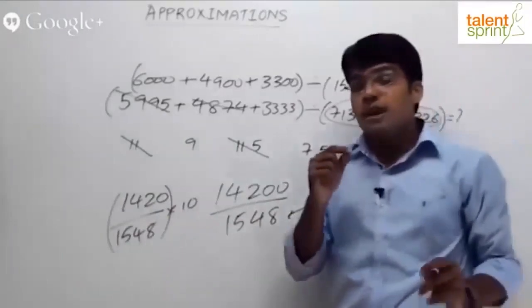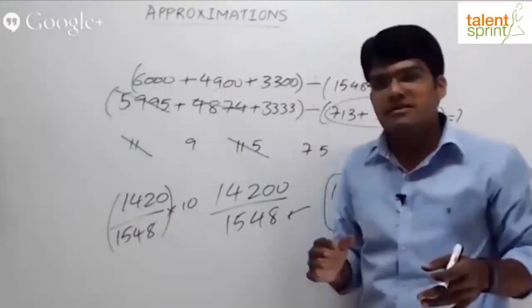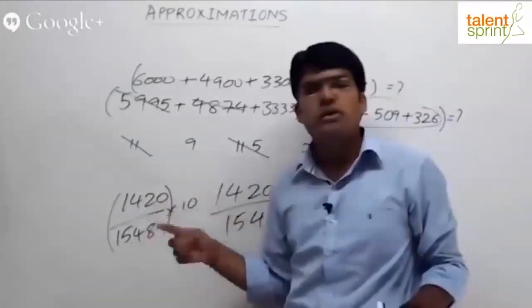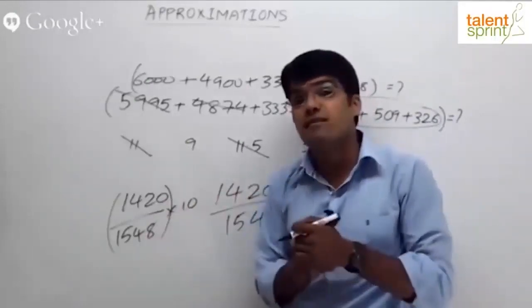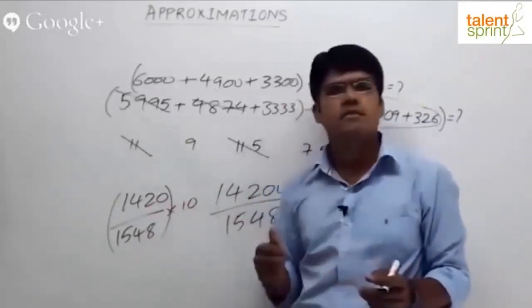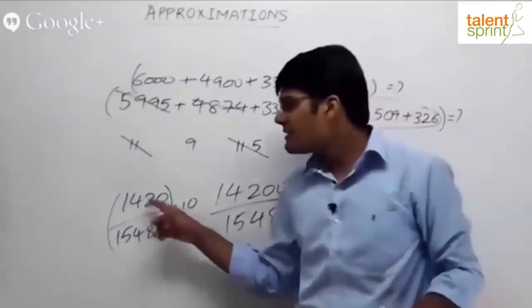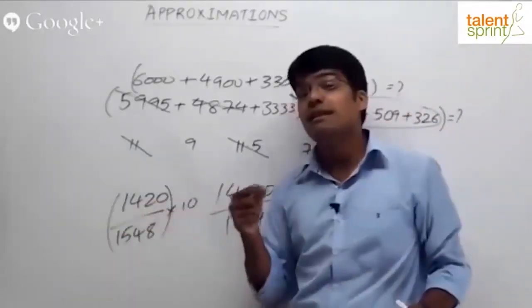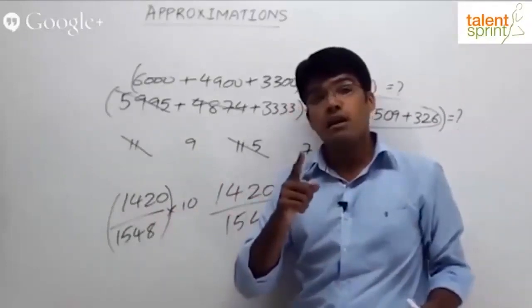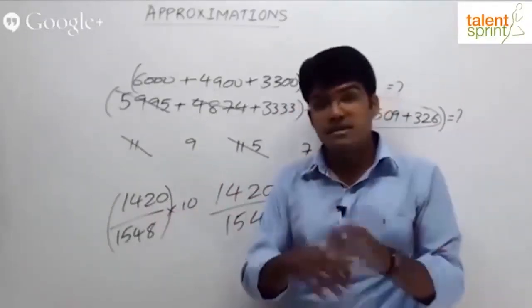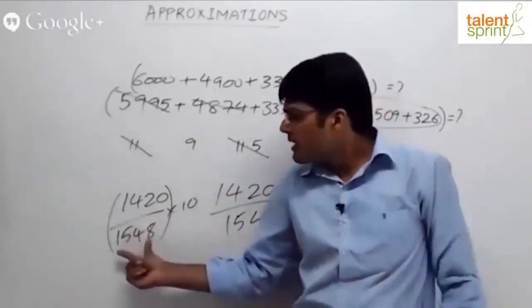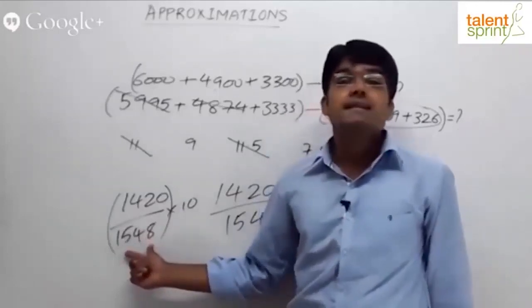And if you have understood percentage based calculations, right? Look at this, 1420 by 1548. Find out approximately what percentage it is. What percentage is 1420 by 1540? Generally we have into 100. Here we have into 10. That's the difference. What do we do in percentage related calculations? We have learned this in the speed maths and percentages video as well. Always take the denominator as 100%.